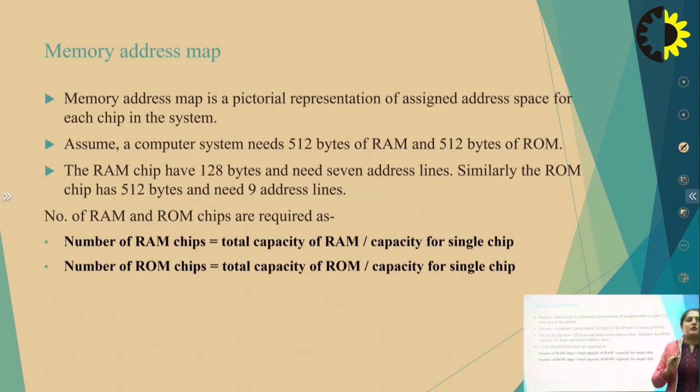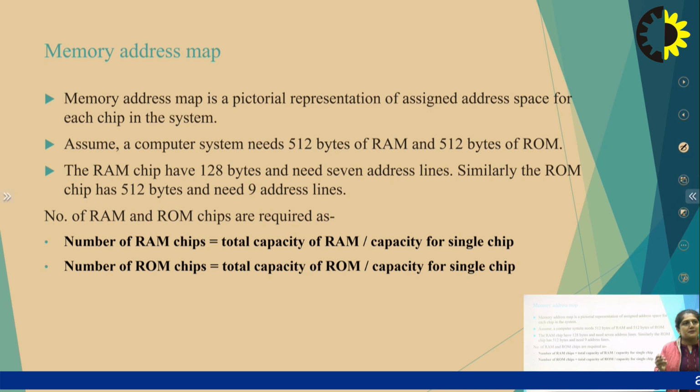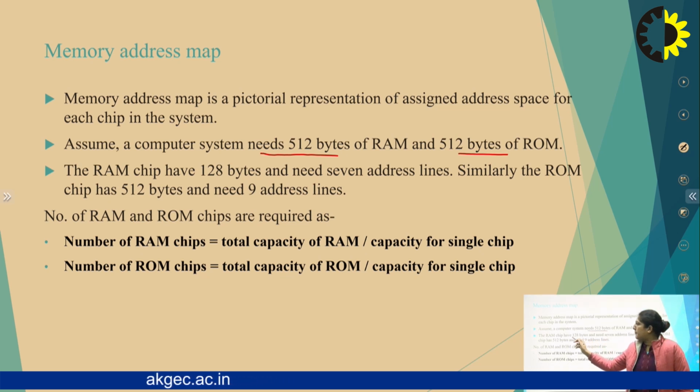To connect the RAM and ROM, we use a memory address map. So what is a memory address map? It is a pictorial representation of the assigned address space for each chip in the system. Let's suppose we take one example. Let's suppose we have RAM of 512 bytes and ROM of 512 bytes also, and one RAM chip is of 128 bytes.